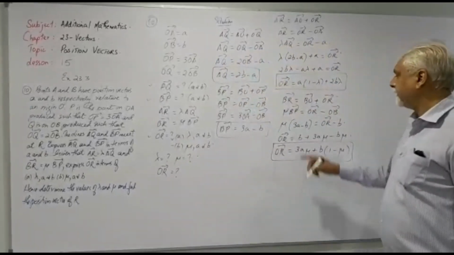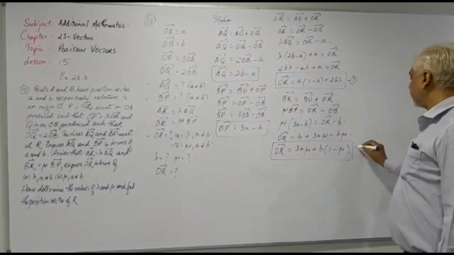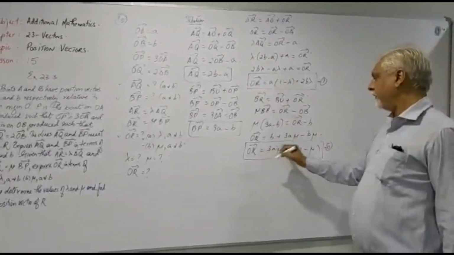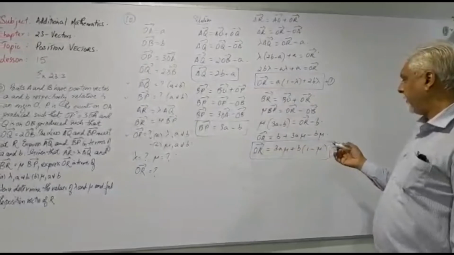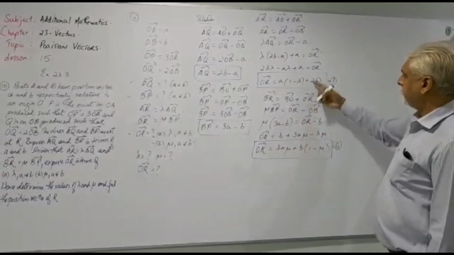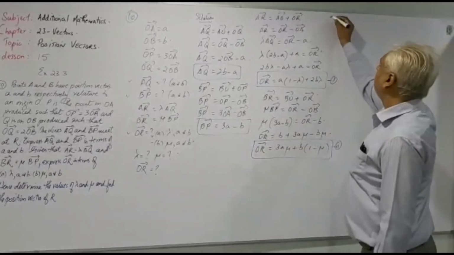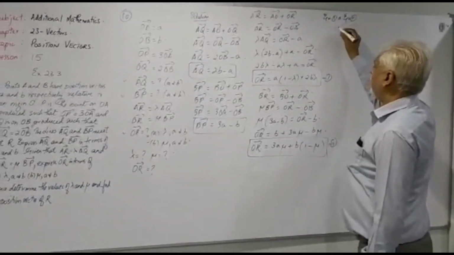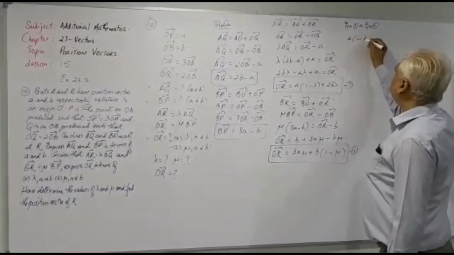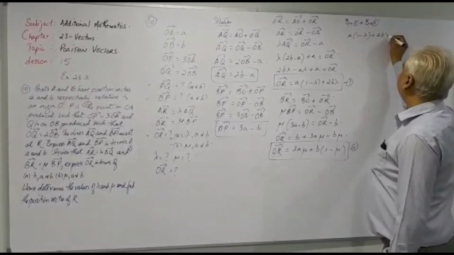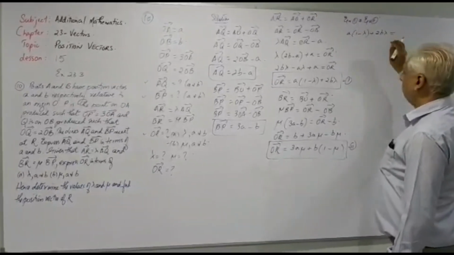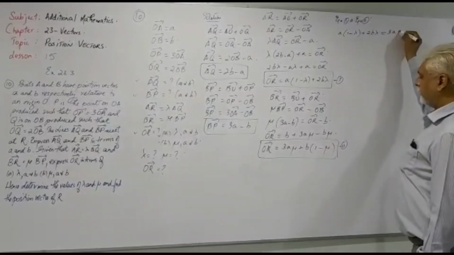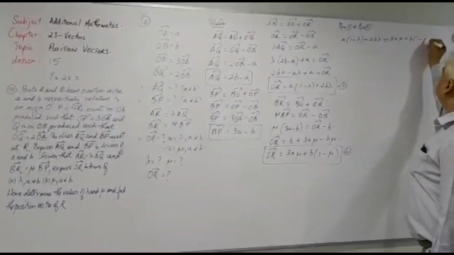So what I'll do is equate these two equations. I've got OR in terms of lambda, a, and b, and OR in terms of mu, a, and b. So I can equate these two equations. Equating equation 1 and equation 2, I'll get a(1 minus lambda) plus 2b lambda equals 3a mu plus b(1 minus mu).